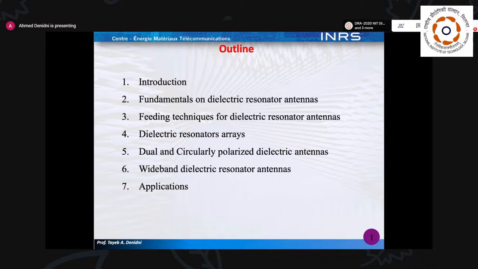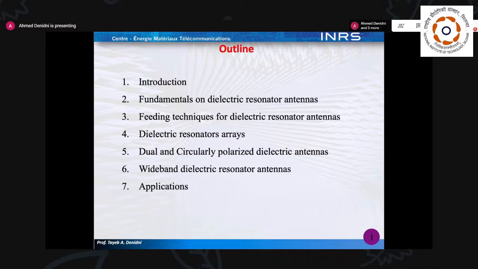In the fifth section, we present more complicated designs related to dual polarized and circularly polarized dielectric resonators, with different techniques and designs. We discuss this in detail. Then we go to another section, which we call wideband dielectric resonator antennas. And I finish my lecture with a brief overview about the applications of dielectric resonators.